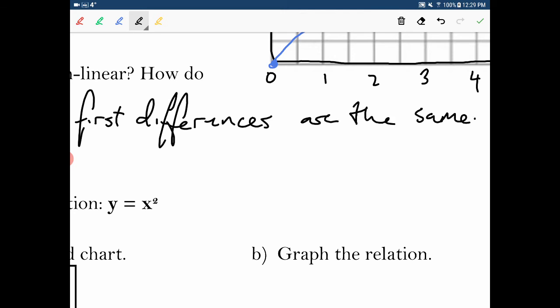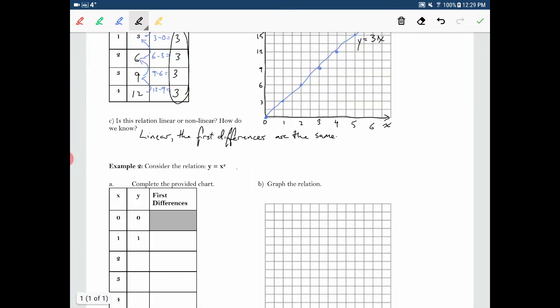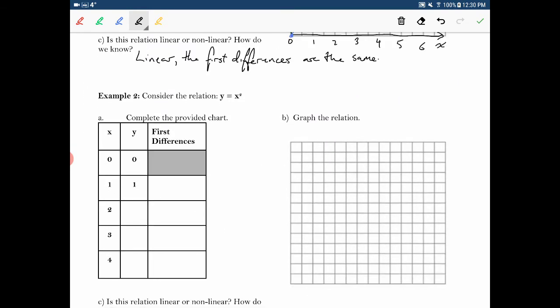It doesn't matter what those first differences are. They could be -7. They could be 2.2196. But as long as they are all exactly the same, you're going to have yourself a linear equation.